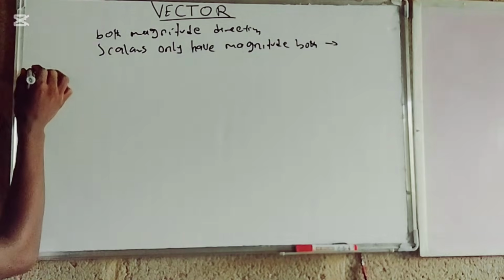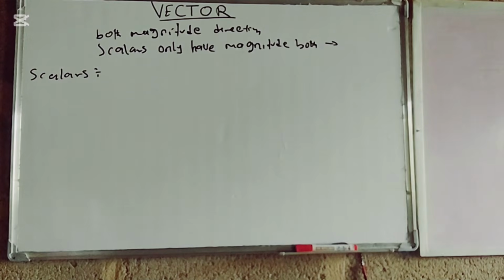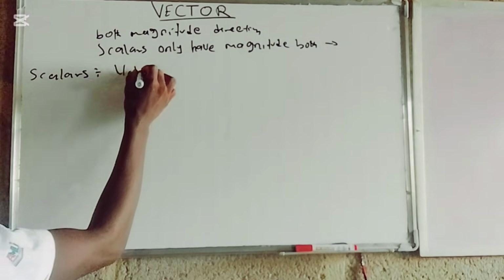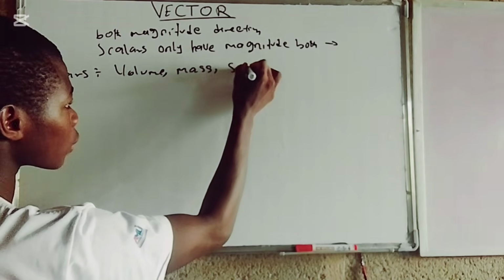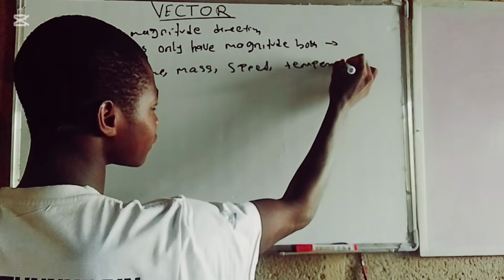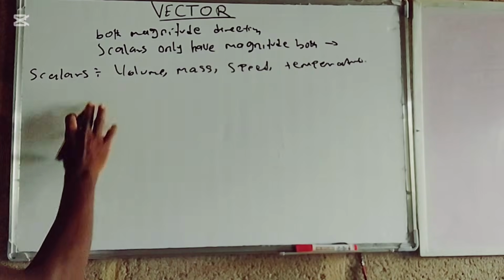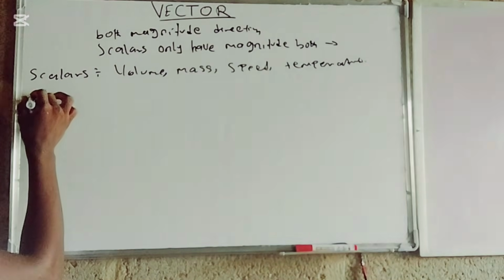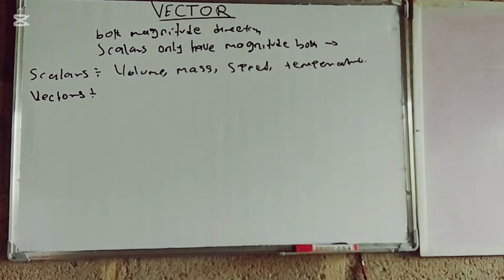So let's say scalars. Scalars are quantities that have only magnitude but no direction. Examples are volume, mass, speed, and temperature. So these are some scalar quantities, and then we have vector quantities.